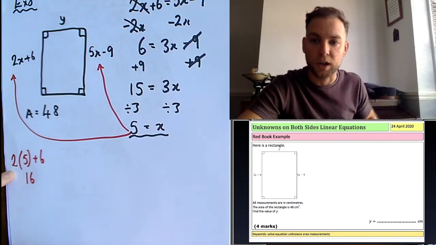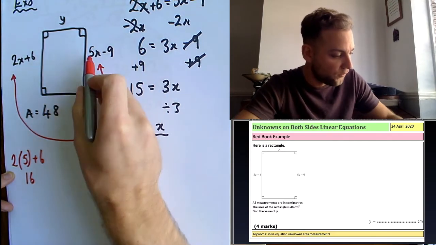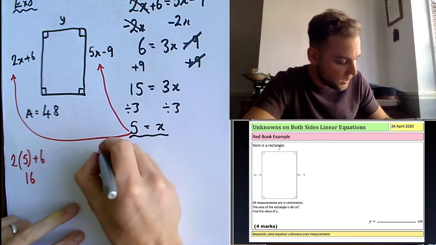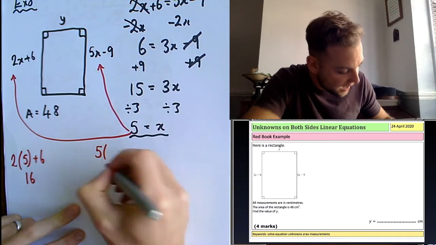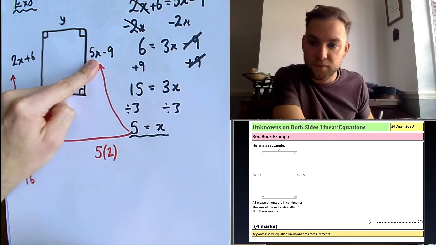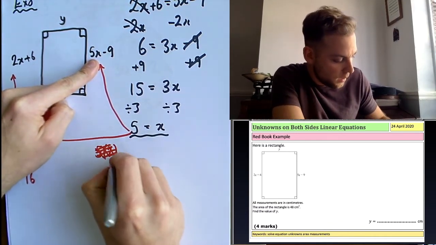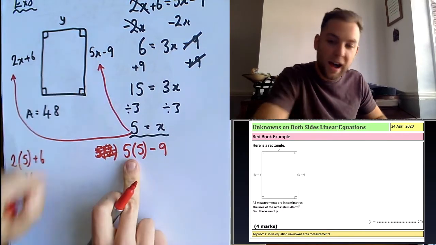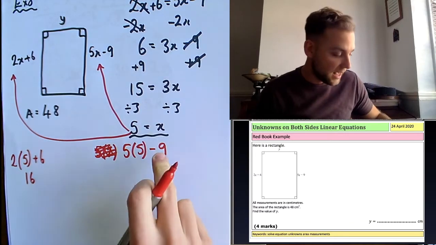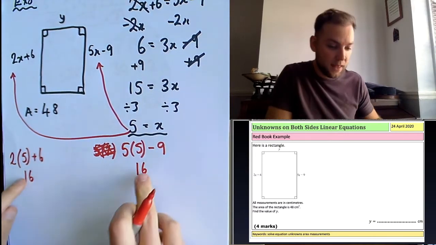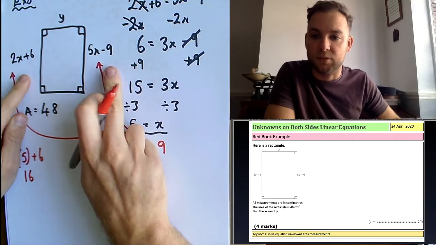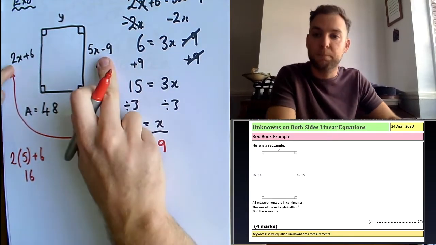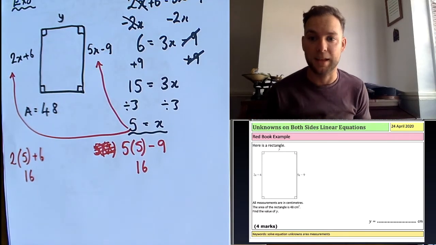If I was to do it on this one, I should get exactly the same answer. So 5 times x take away 9. Remember that x is equal to 5. So this would be equal to 5 times 5, take away 9. Well, 5 times 5 is 25. Take away 9 is 16 as well. This makes sense because both of these sides are equal. So both of these sides are equal to 16. So it doesn't matter which expression you use, you're going to get the same answer.